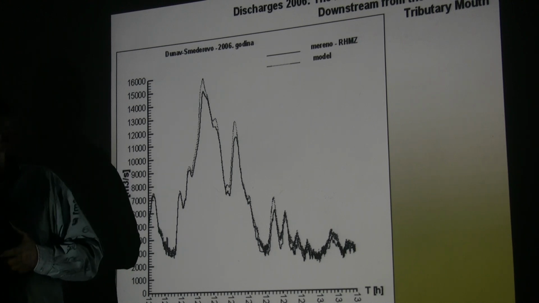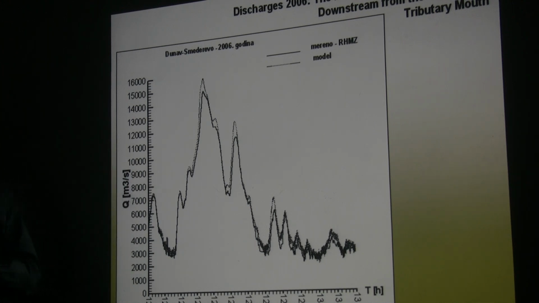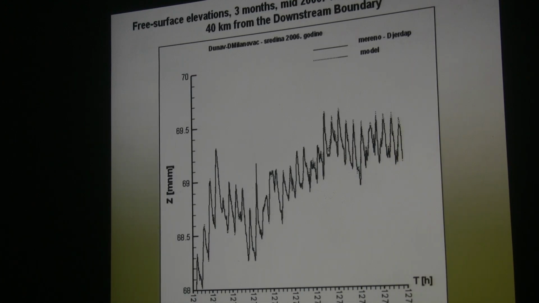But our model is feeling the influence of the downstream condition of the hydropower plant at that point, where discharges go up and down frequently within 1 hour. When we come closer to the dam, this is Donji Milanovac station, then you can see those changes clearly.